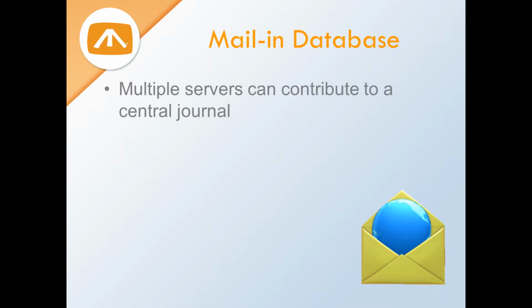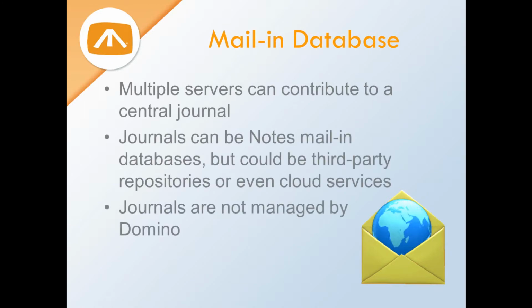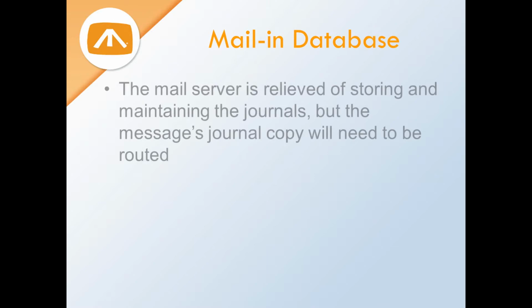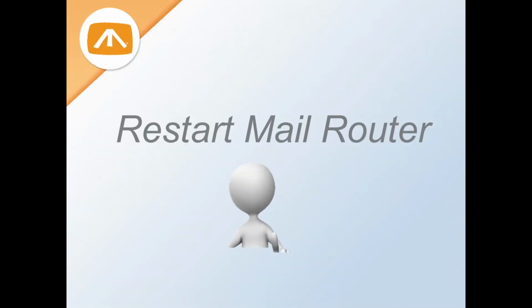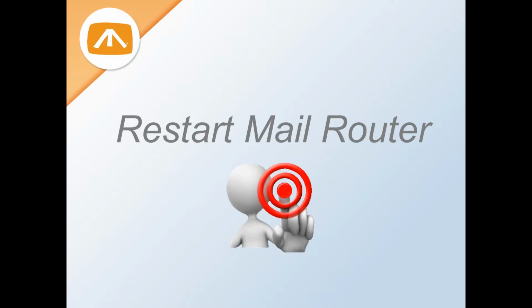With the mail-in database method, this allows you to have all your journaled messages in one place, and you have a choice for the database management system that holds those messages. These journals are not rolled over by Domino, even if they are Domino databases, and the messages are not encrypted. Once the configuration changes have been made, you will need to restart the router. Then, as messages arrive that match the mail rules, Domino will take care of copying them to your new journal.